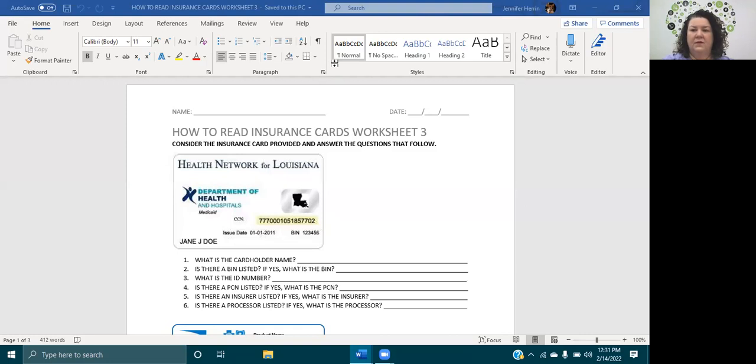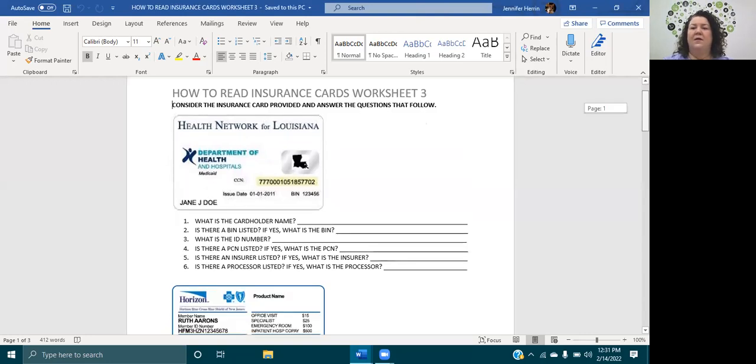Hello, so this is going to be a little tutorial on how to read insurance cards since we're currently not together in the classroom. I'm starting here with the first lab assignment worksheet, how to read insurance cards worksheet 3. That's what I'm sharing here on my screen. I just felt it would be easier to go about the instruction this way.